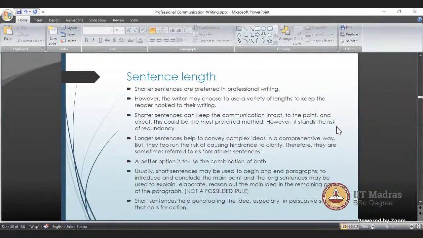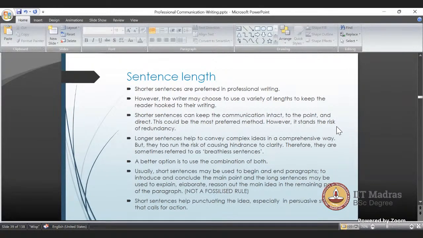Because our purpose in professional writing is to convey a point in the shortest possible time and in the most specific way. Writing longer sentences can sometimes cloud your thoughts. It can also create confusion for the reader. Hence, the most preferred length of sentence in professional writing is a short sentence.